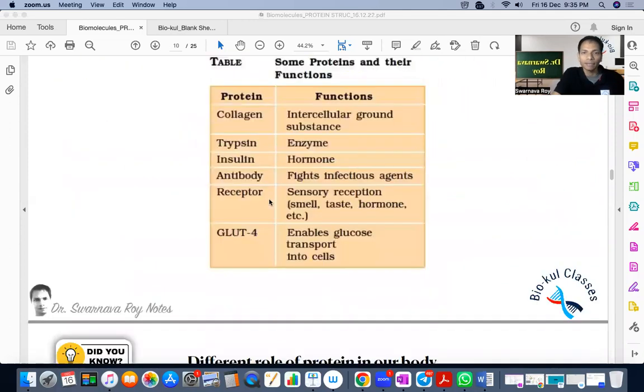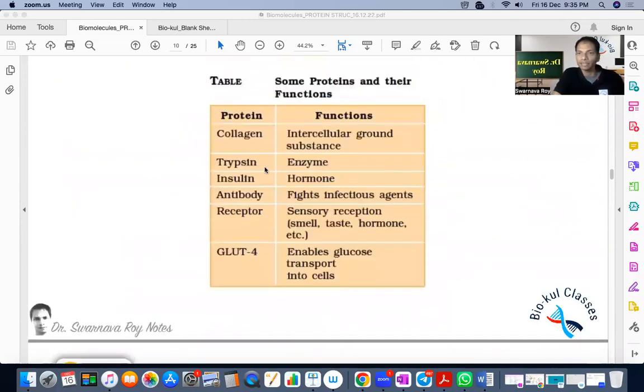Now, next we move to the different kinds of proteins and their functions. The function of collagen is as an intercellular ground substance. The function of trypsin is acting as an enzyme. Insulin functions as a hormone. Antibodies are a type of protein, and their function is to fight infections.